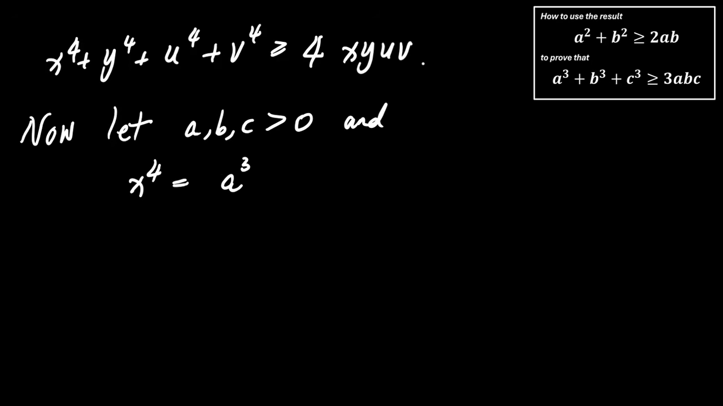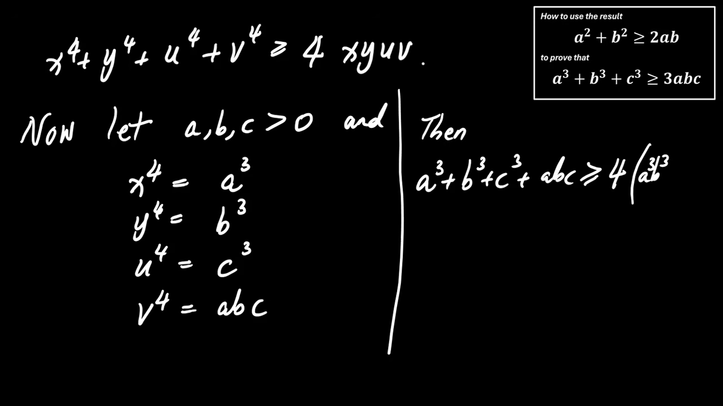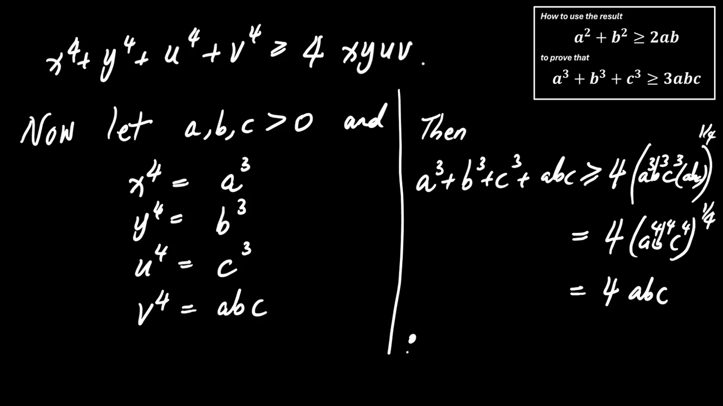x to the power of 4 equals a cubed, y to the power of 4 equals b cubed, u to the power of 4 equals c cubed, and v to the power of 4 equals abc. Then the inequality becomes. Simplifying inside the root gives us. Thus we have. Subtracting abc from both sides gives us, and that completes the proof.